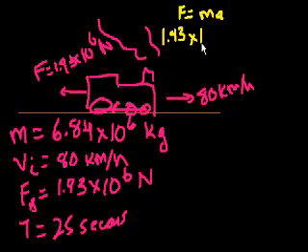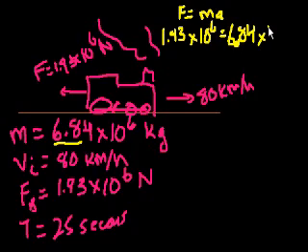1.93 times 10 to the 6th equals mass times acceleration. What's the mass? Mass is right here: 6.84 times 10 to the 6th, times acceleration. And acceleration is what we're trying to figure out. And remember, if the force is pulling back, then of course the acceleration is also going to be backwards, so it's going to essentially slow down the train.